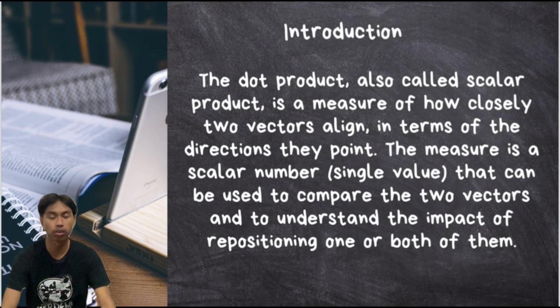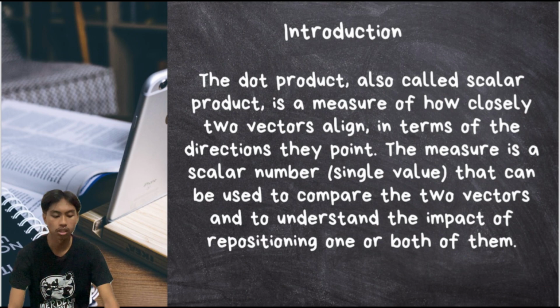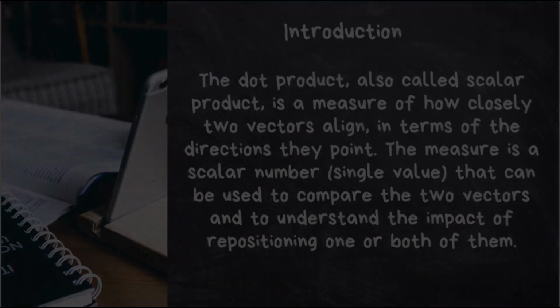The dot product is also called the scalar product. It is a measure of how closely two vectors are linked in terms of the direction they point. The measure is a scalar number, a single value, that can be used to compare the two vectors and to understand the impact of repositioning one or both of them.